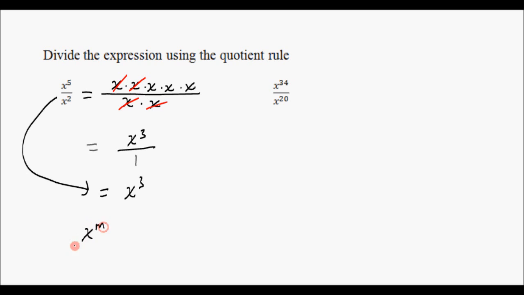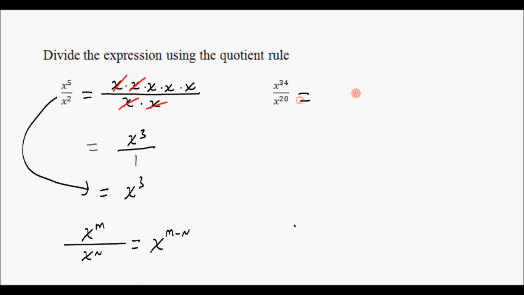the m on top and x to the n on the bottom, then the result is x. Notice it's not a fraction, it's just x, the same base that these two guys have, and then the exponent is m minus n. So we're going to do that with this problem.